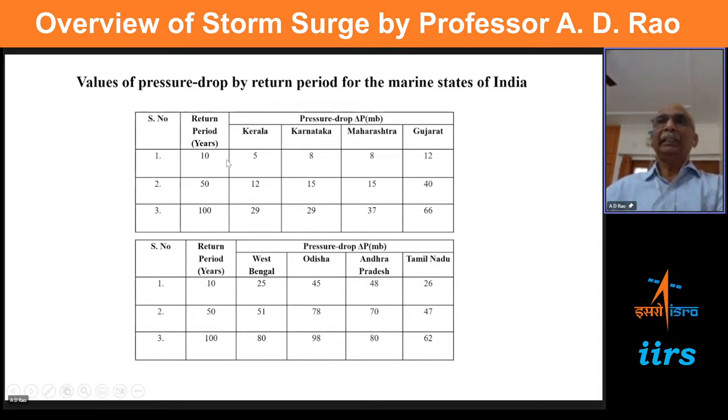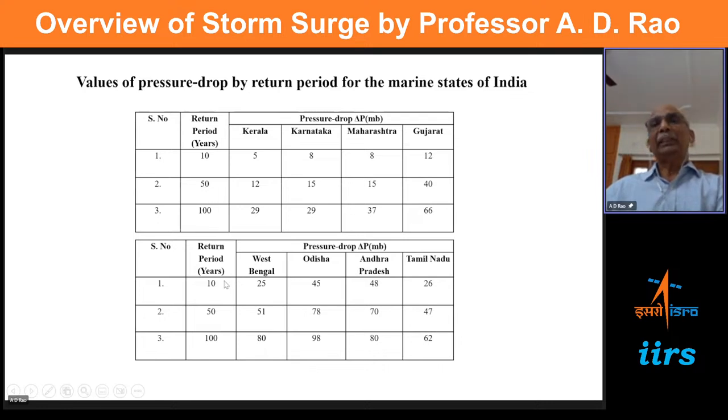Here, on a 10 year period, you have a cyclone of 12 millibar, on 50 years, 40 millibar, on 100 years, 66 millibar. There was the Veraval cyclone, if I remember correctly in 1982 or 83, a very strong, very severe cyclone with a pressure drop of 66 millibar. So you will get a very severe cyclone once in 100 years. That is for the west coast of India.